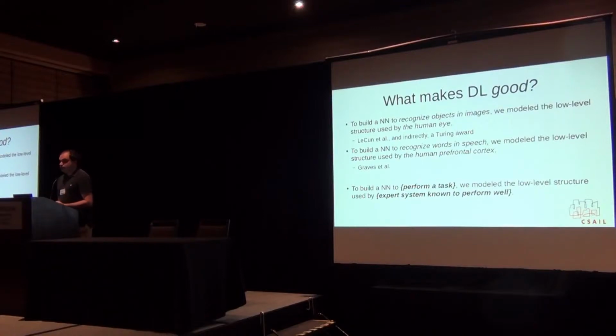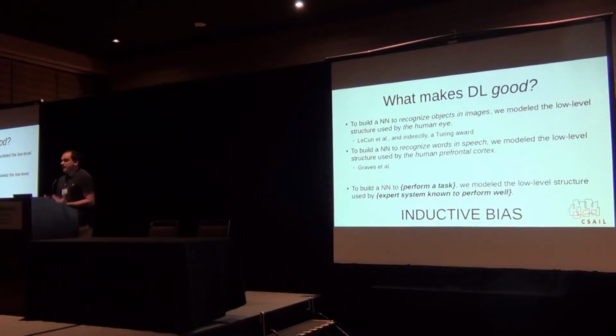In the same sense, in natural language processing, to build a neural network that would recognize words, for example, in speech, they modeled the low-level structures that were used by the human prefrontal cortex for those kinds of speech processes, right? This idea of a forget gate and a neuron that activates eventually, that sort of thing. The general pattern here, which we can extrapolate, is that to build a neural network to perform some task X, we should model the low-level structure used by some expert system known to perform well, right?